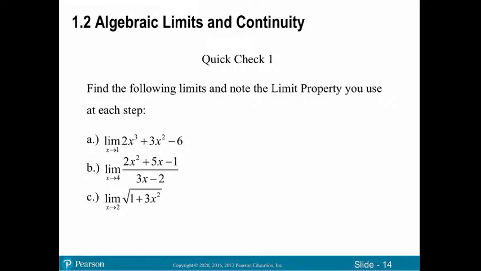So we have a quick check. Find the following limits and note the limit property you use. I'm just going to find the limits. We already have a typed up version of this on the next couple of slides. So I'm just going to evaluate the limits. For that first one, let's just plug in. If we plug in 1, that's going to be 2 times 1 cubed plus 3 times 1 squared minus 6. That's 2 plus 3 minus 6, which is negative 1.